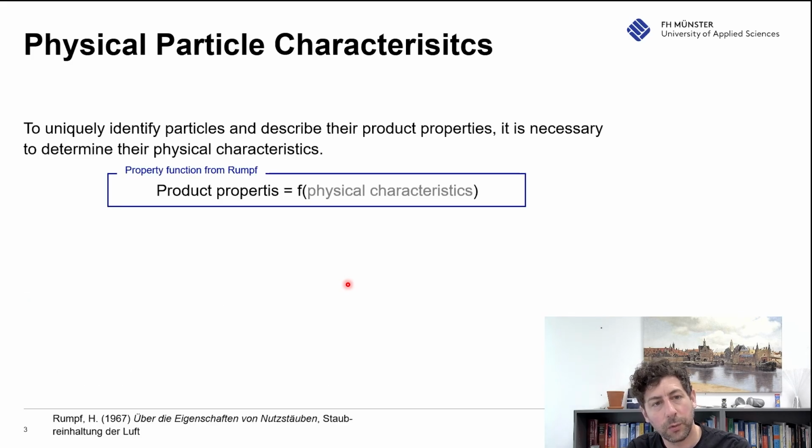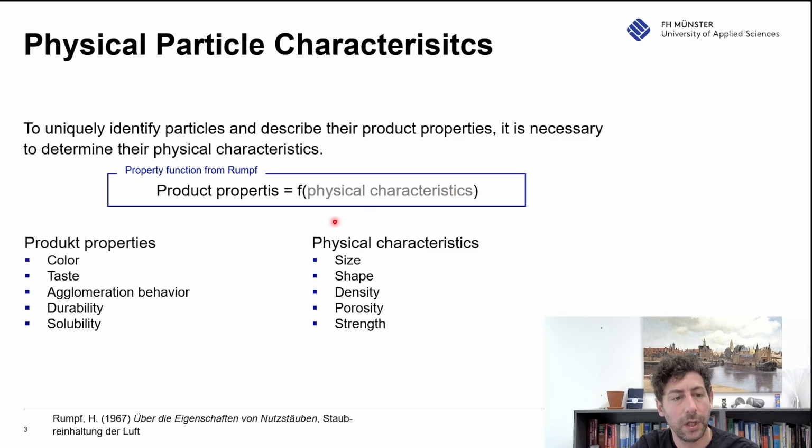But to start, I would start a little bit more generally, and this is by the property function from Hans Rumpf, a very famous professor in particle technology. The idea of this property function is that you have product properties and they are related to the physical characteristics of particles. And the question is, how are they related? To give you some examples, we have product properties like the color of a product, the taste of a product, the agglomeration behavior of a product.